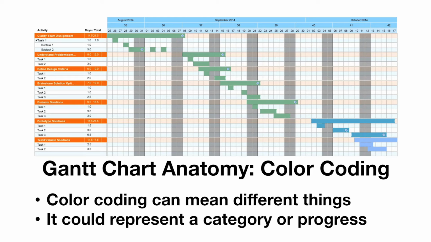Color might also be used to represent the type of task. So if you think about all of the tasks and divide them up into categories such as software design, prototype building, or report writing, you might use different colors to represent those different tasks. The use of color is somewhat software dependent.